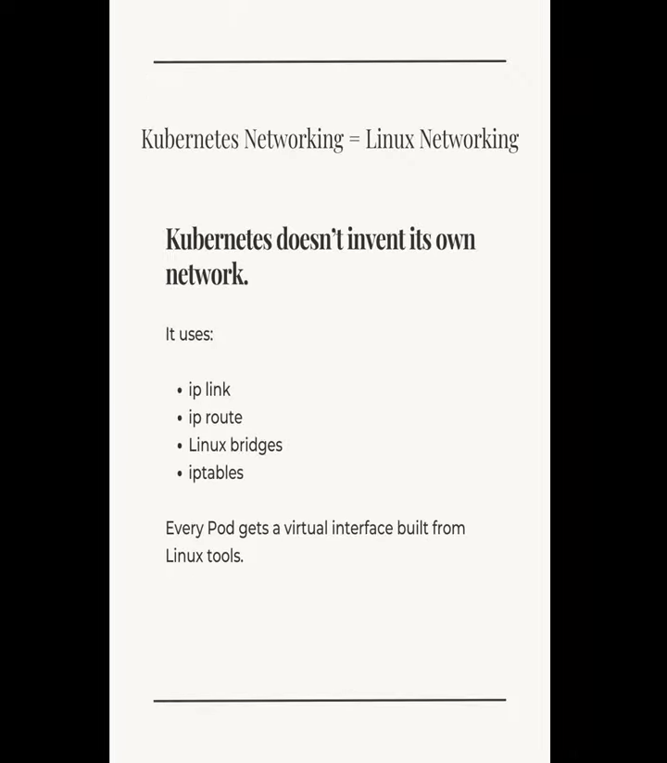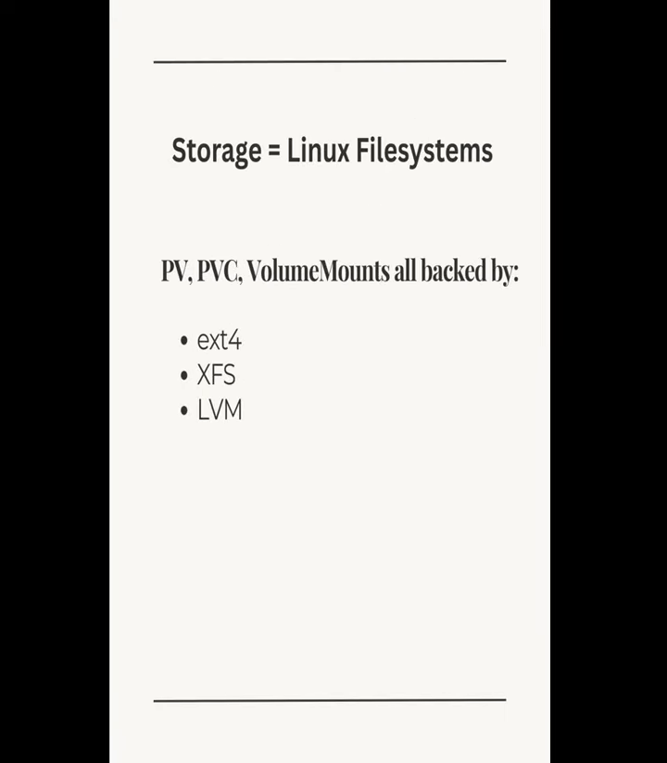And the same story continues with networking. Kubernetes doesn't create a new network stack. It uses Linux tools like ip link, ip route, bridges, and iptables to give every pod its own virtual interface. Storage works the same way. All your volumes are just Linux file systems underneath, like ext4, xfs, or LVM. And most permission denied issues are just UID or GID mismatches.